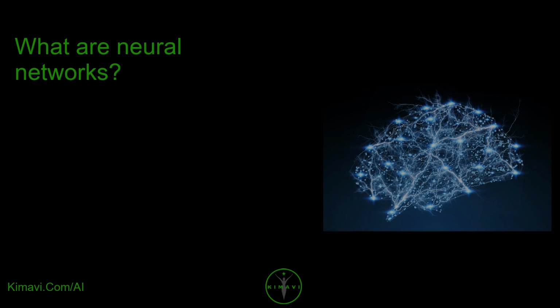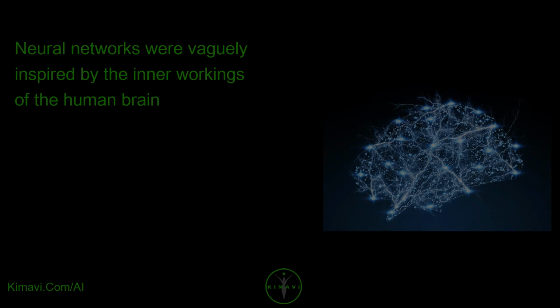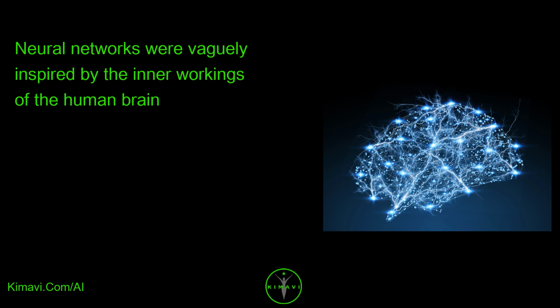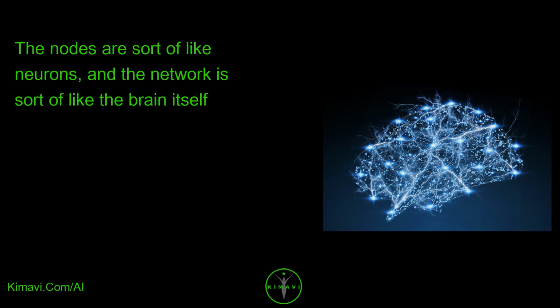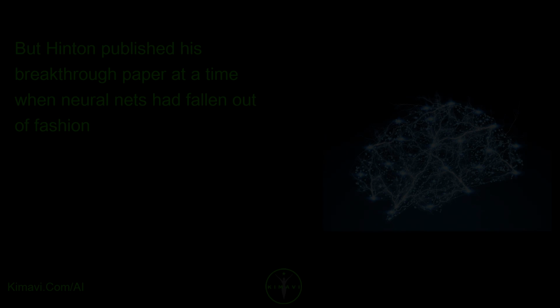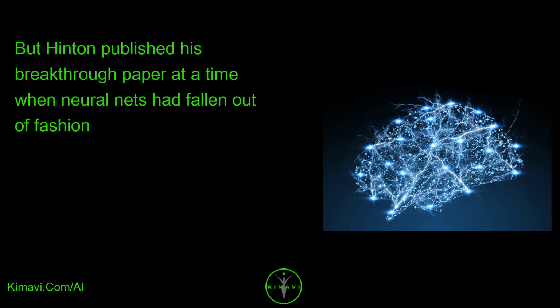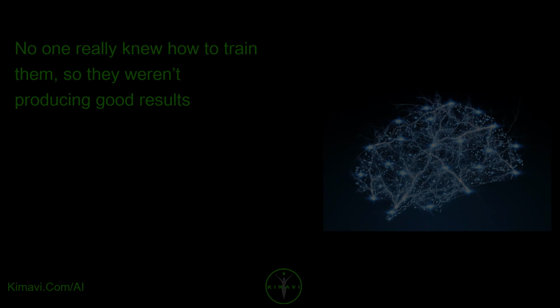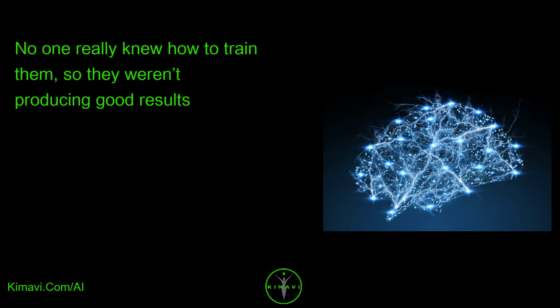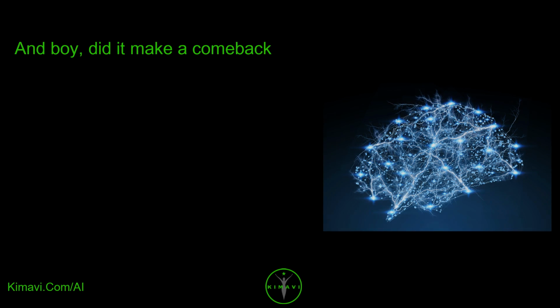What are neural networks? Neural networks were vaguely inspired by the inner workings of the human brain. The nodes are sort of like neurons, and the network is sort of like the brain itself. But Hinton published his breakthrough paper at a time when neural nets had fallen out of fashion. No one really knew how to train them, so they weren't producing good results. It took nearly 30 years for the technique to make a comeback. And boy, did it make a comeback.